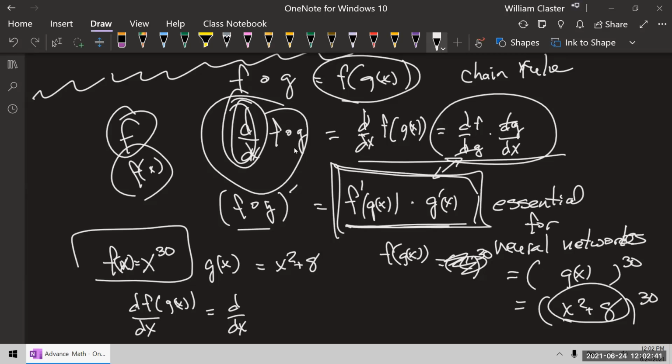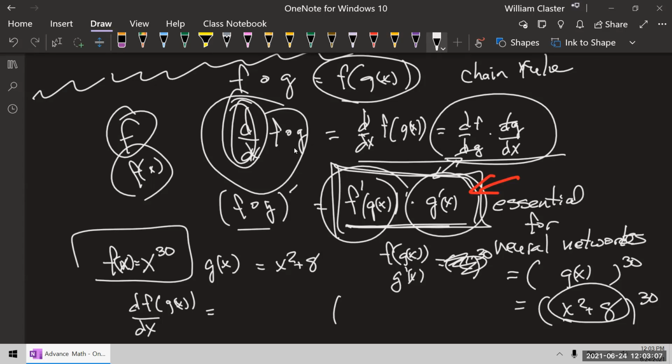So what does that mean here? What does this piece mean, and what does this piece mean? Well, actually, this piece is the easier of the two pieces. So let's do that first. Let's do the first part, g prime.